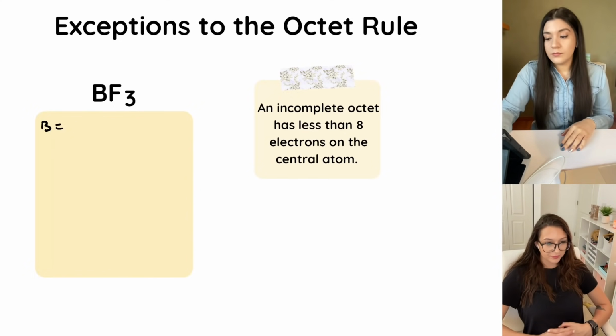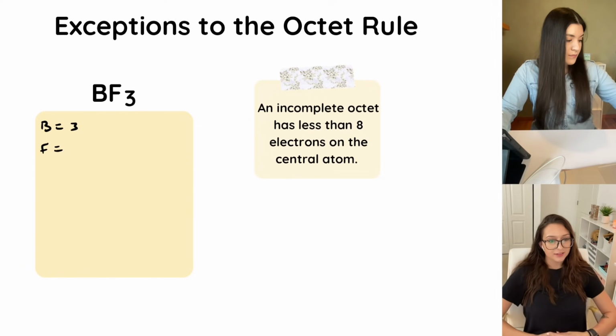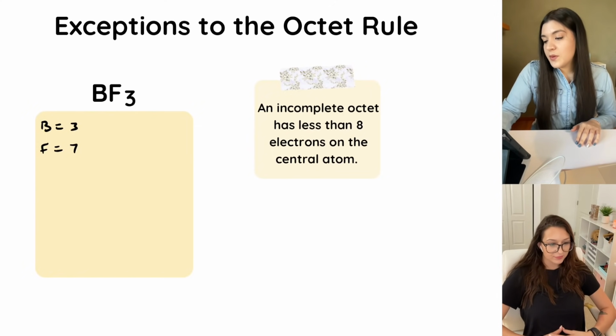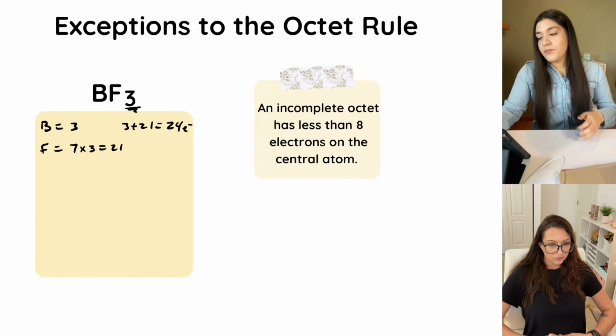3. Good. What about fluorine? 7. Perfect. So 7, I'm going to multiply this by 3 because there's 3 of them. So 3 plus 21, that gives us 24 electrons. What's our central atom?